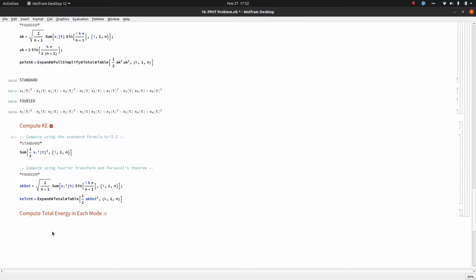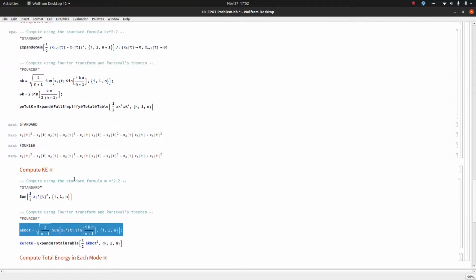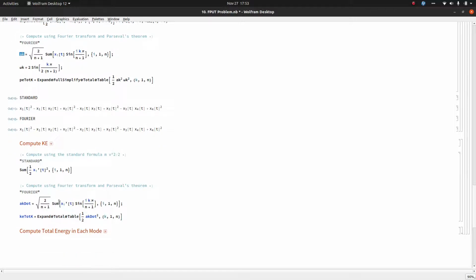We can do the same thing for the kinetic energy. Again, we'll compute it using the standard formula for kinetic energy, which is 1/2 mv squared. And then we're going to Fourier transform that system. When you're doing the Fourier transform, you're transforming from the displacements to the Fourier components, which get written as a sub k. Or equivalently, if you're Fourier transforming the velocity, you transform the velocity components.